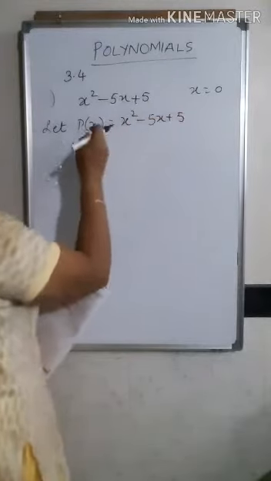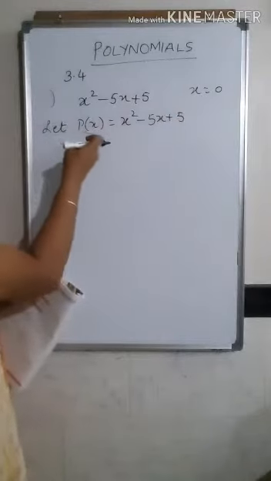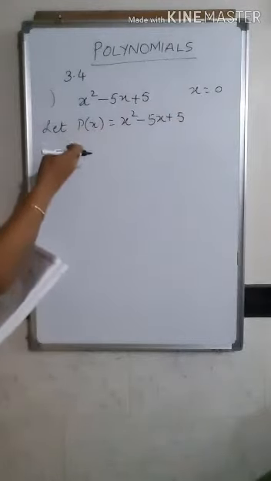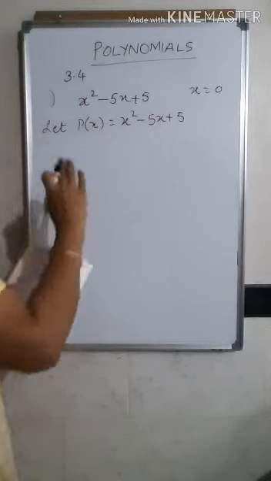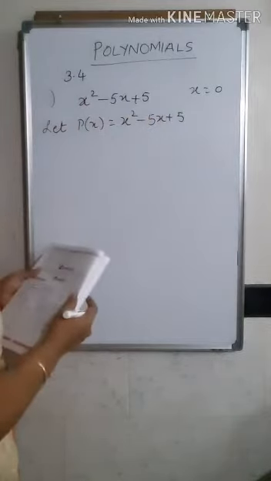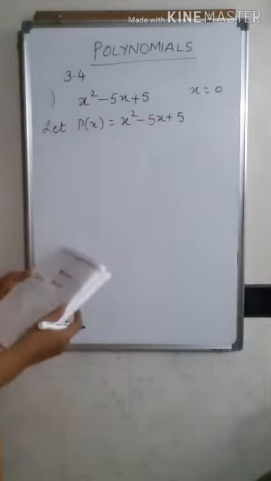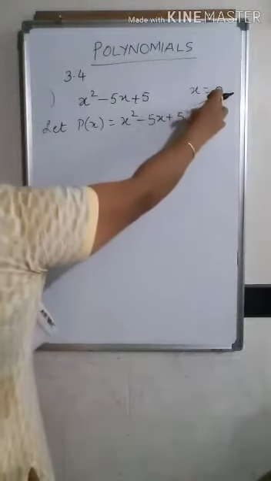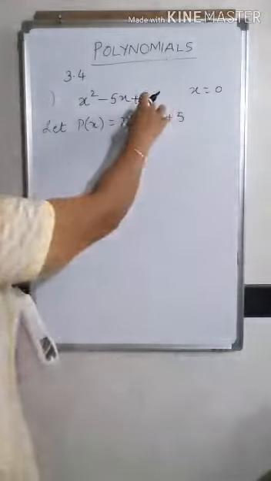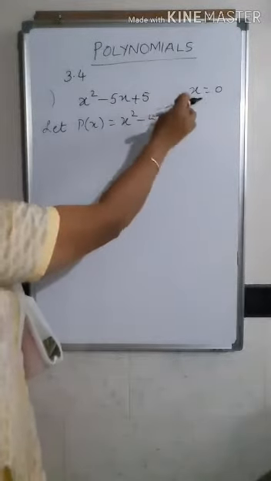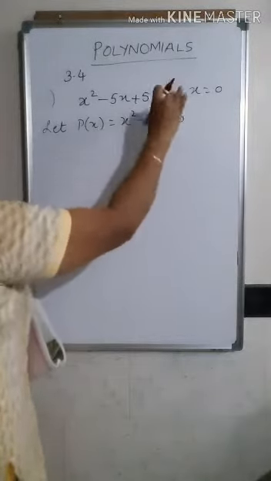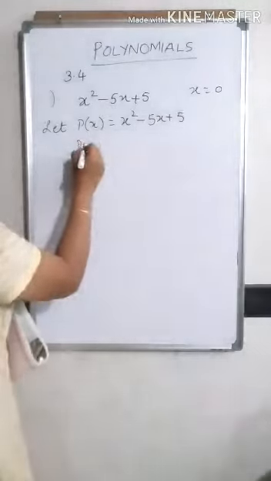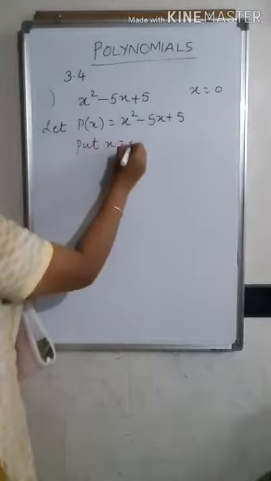Just give a name to the polynomial, p of x or q of x or p of y. Whatever the variable is, according to that you give the name. Usually we represent it by p or q. Here, when x is equal to 0, they have asked you to find the value of the polynomial. So wherever you have x, replace it by 0. You put the value of x is equal to 0.